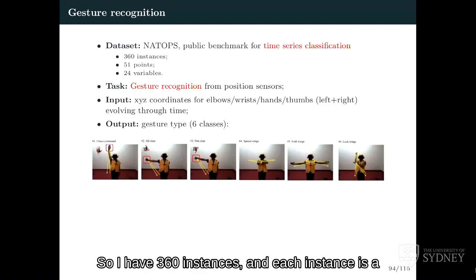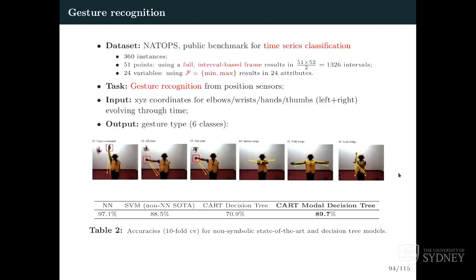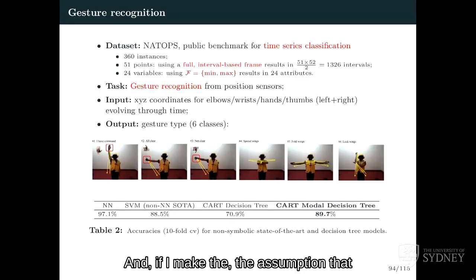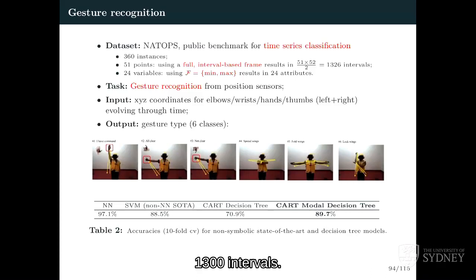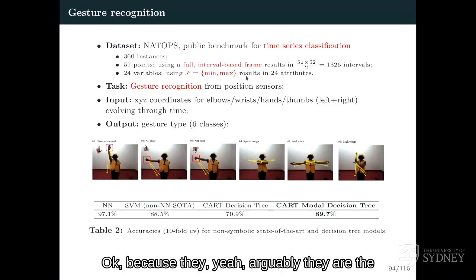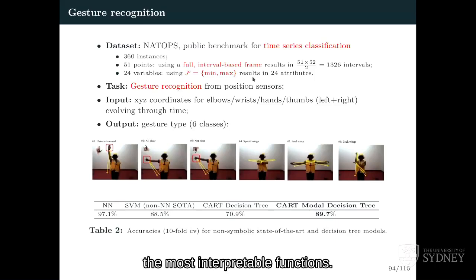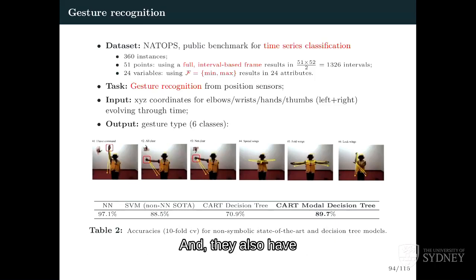So I have 360 instances, and each instance is a time series of 24 variables and 51 points. And if I make the assumption that I want to have a world for each interval that there is in this series, then I get this number of intervals, this 1300 intervals, more or less. And then I'm going to play a bit with the minimum and maximum functions, because arguably they are the most interpretable functions, and they also have interesting properties.